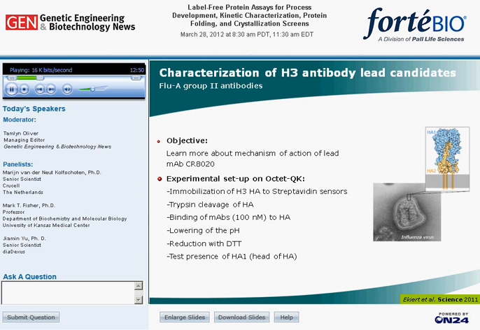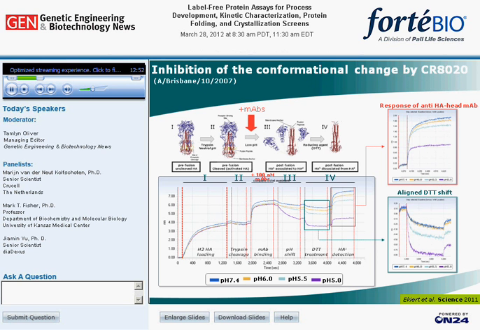Next slide. The results of this conformational change assay are depicted in this slide. In the first step, HA was bound to the streptavidin sensor. In step 2, HA was cleaved by trypsin. Note that there is no effect on the binding response.